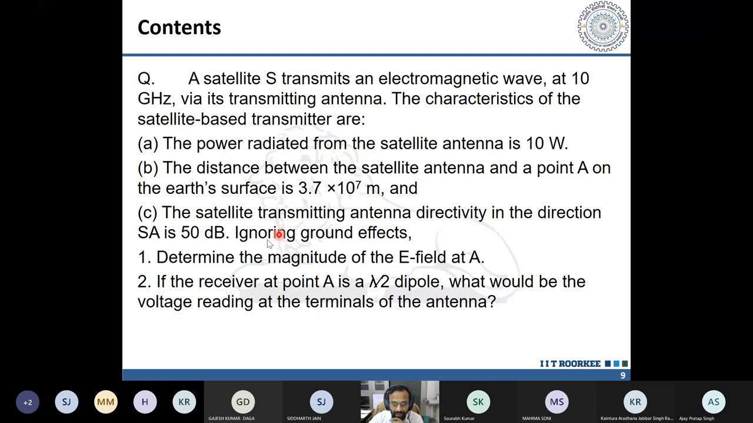The transmitting antenna has a directivity of 50 dB, so huge. Ignore the ground effects. Determine the magnitude of the electric field at A, at the receiver. If the receiver at point A is a lambda by 2 dipole antenna, what would be the voltage reading at the terminals of the antenna? So there are two subparts to the problem. First, let us evaluate the magnitude of the electric field at the receiver. That is very straightforward. Second, if the dipole antenna is placed at the receiving point, what will be the voltage reading at the terminals of the antenna?